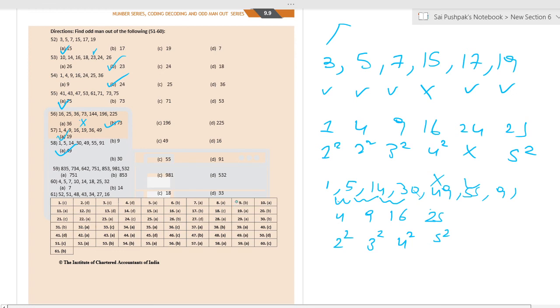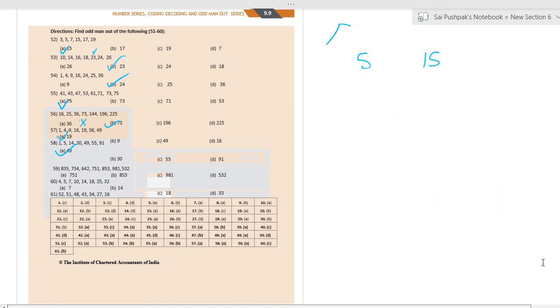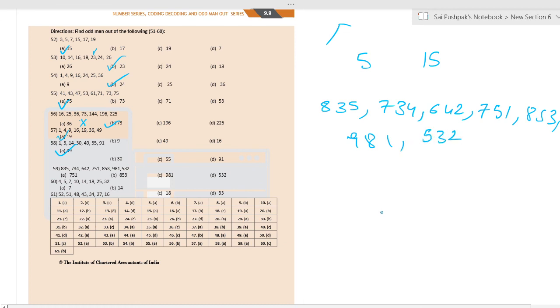Understood? This 59th question is a very interesting question, guys. The numbers are 835, 734, 642, 751, 853, 981, 532. Which is the odd man out among these?